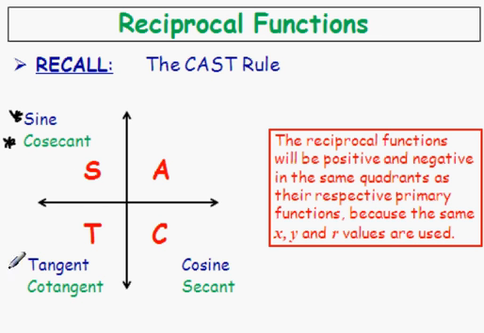In the fourth quadrant, both tan and cotan are positive, and in the third quadrant, cosine and secant are both positive. So nothing's changing, because we're still using the same x and y and r values. All we're doing is switching if they're in the numerator or the denominator.